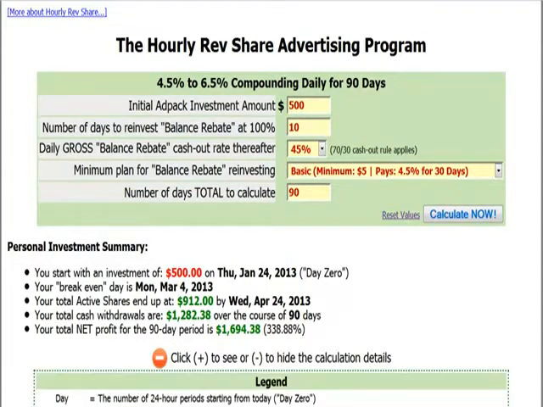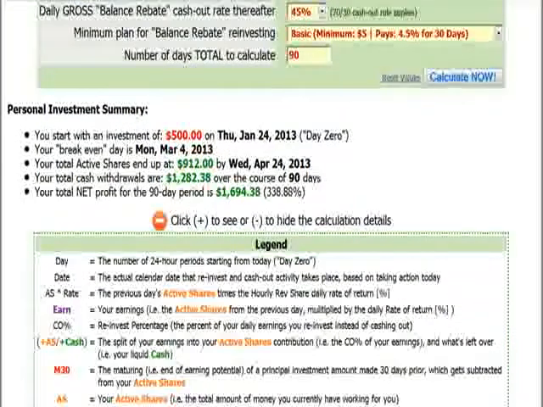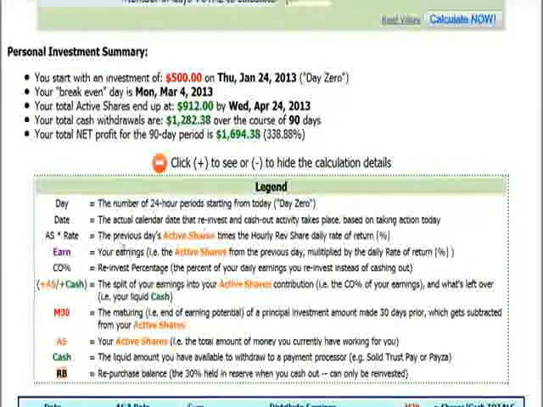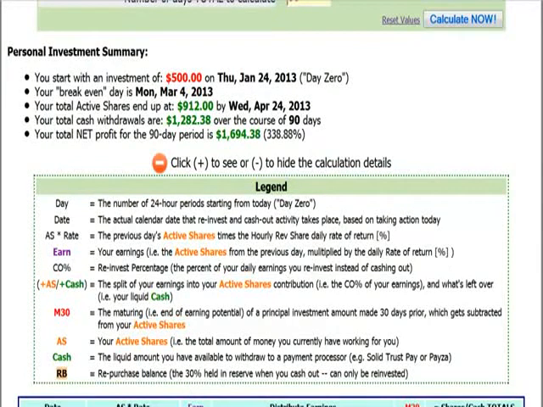Click the plus button, and what that does is it reveals this legend. Again, you can read what everything means. All of the various things are abbreviated because this takes up a lot of room.